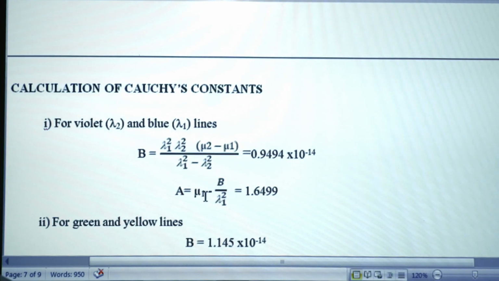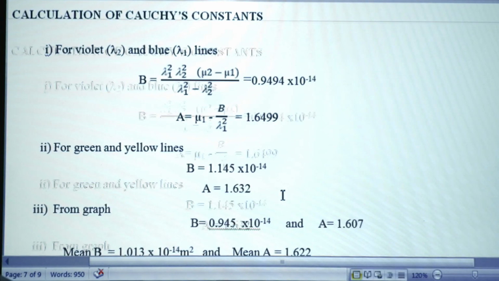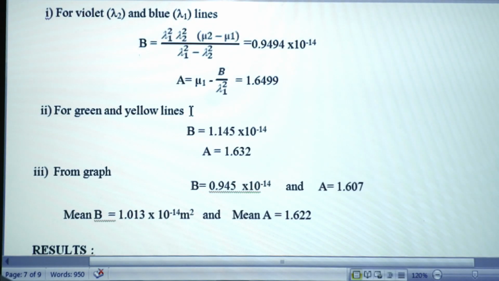So we use the mu of violet, then this value B is substituted, and we obtain A equal to 1.6499. Now it is repeated for another pair of colors, say the green and yellow pair, again using this formula: B is equal to lambda 1 square lambda 2 square into mu 2 minus mu 1 divided by lambda 1 square minus lambda 2 square.